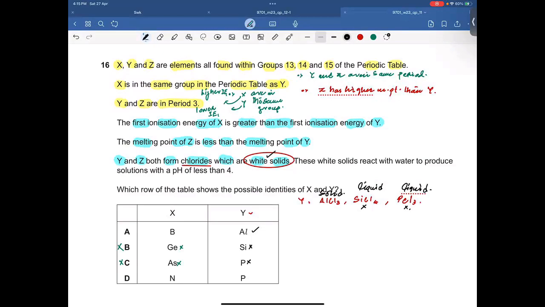I think boron has a higher first ionization energy than aluminum. That's the statement, right?